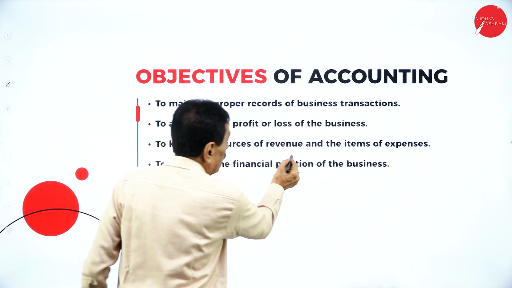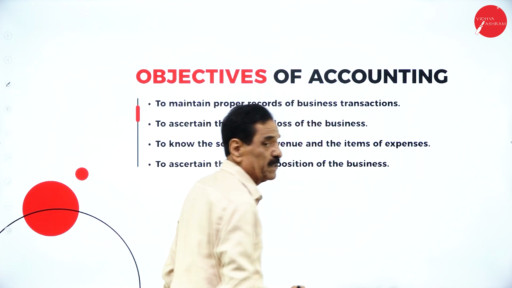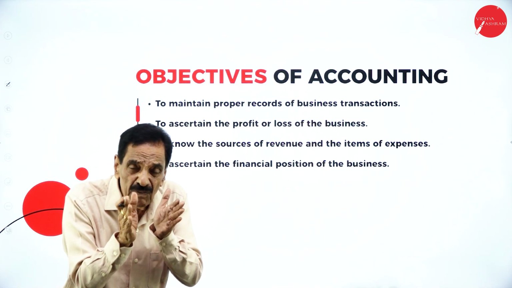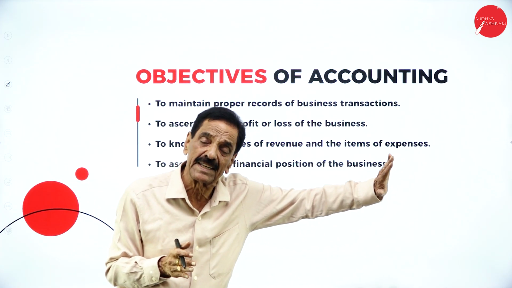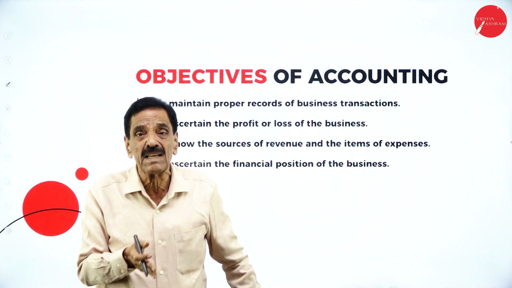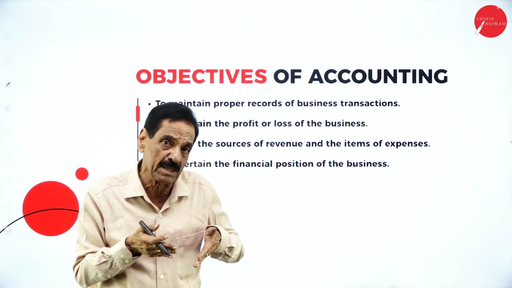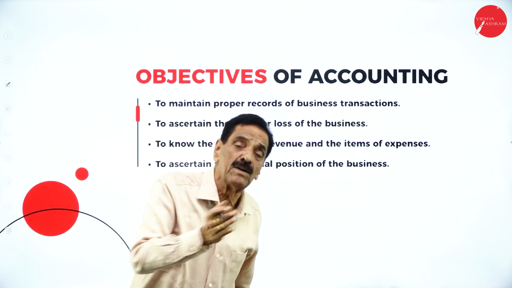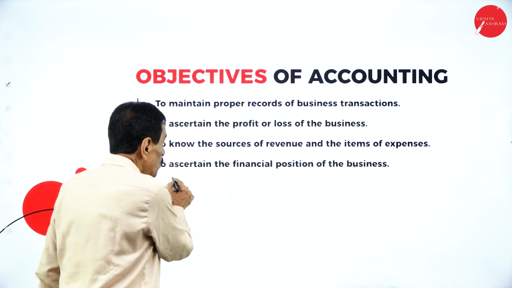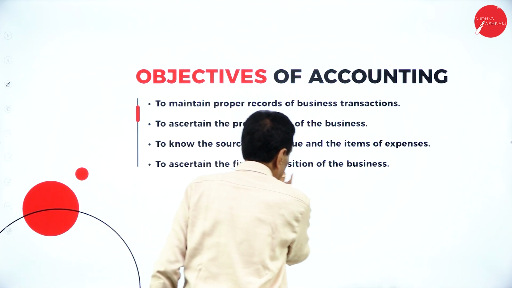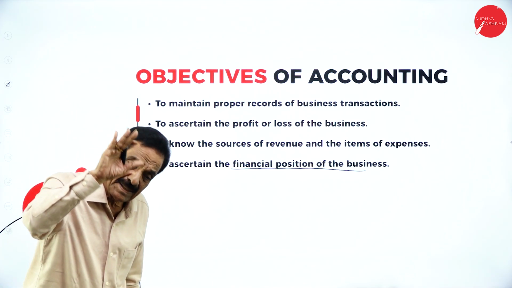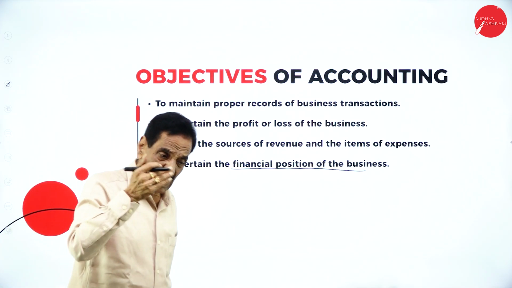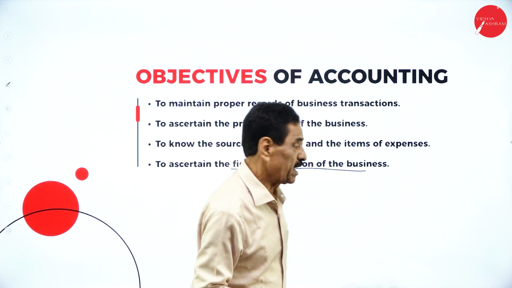To know the source of revenue and items of expense, first we have to understand where the income has come from and how the expenditure has been bifurcated. Revenue means income, and we see how the expenditure has been made during the year. Then, to ascertain the financial position of the business: financial position means how much asset we are having, how much liability we have to pay in our accountancy.